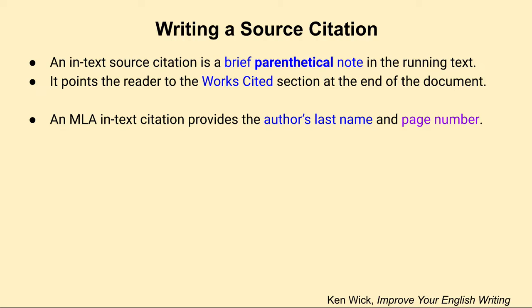And the basic format for an MLA in-text source citation, you basically list the author's last name and page number in the text. So this is what it looks like. You would have some running text, and then to cite the source, you would have parentheses. You'd have the author and the page. So like Smith, page 110. This is what it looks like in the running text.